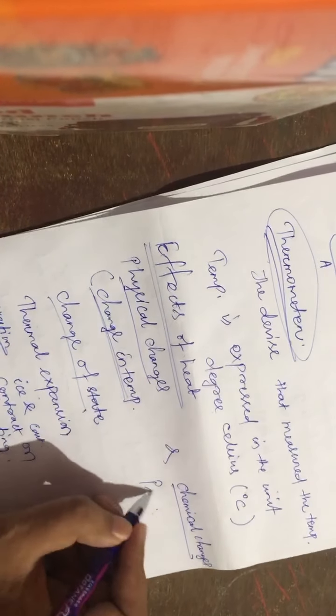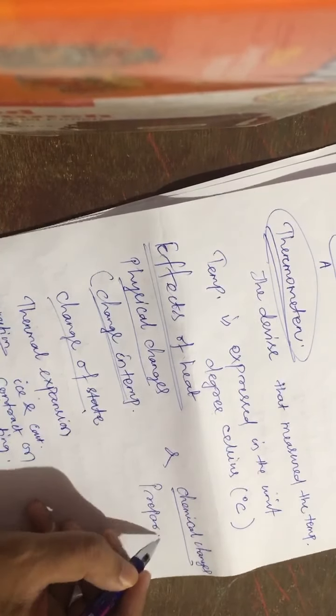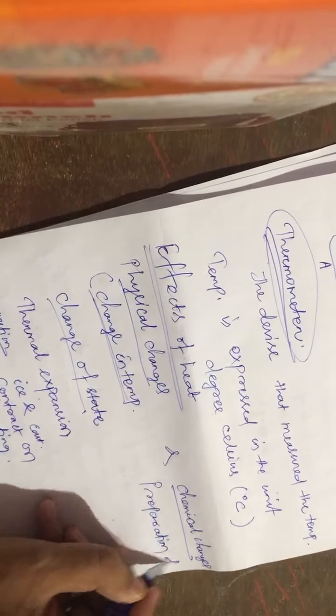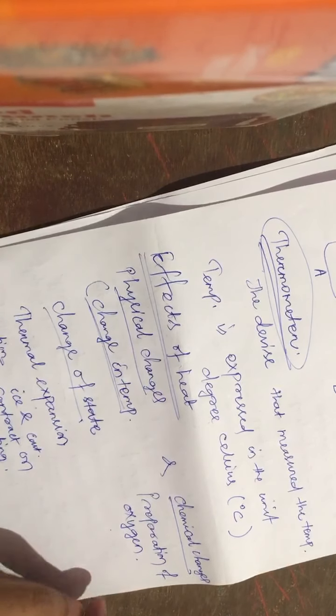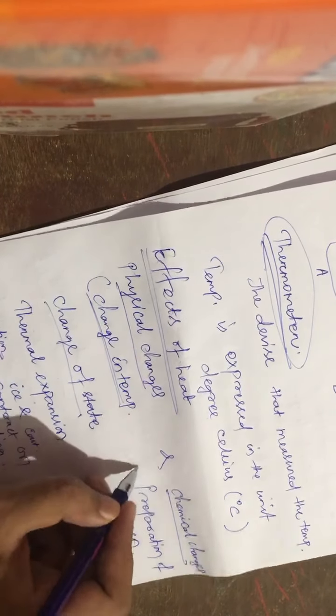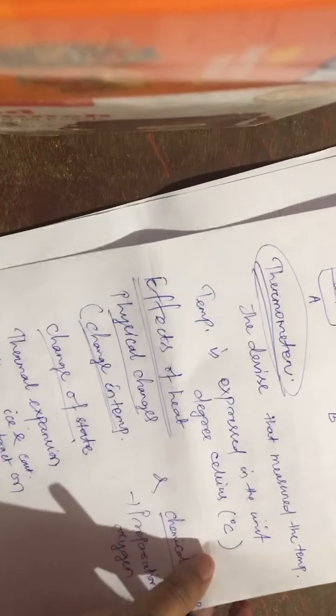Now students, some chemical changes are also there. For example, preparation of oxygen in the laboratory by heating potassium chlorate is a chemical change.